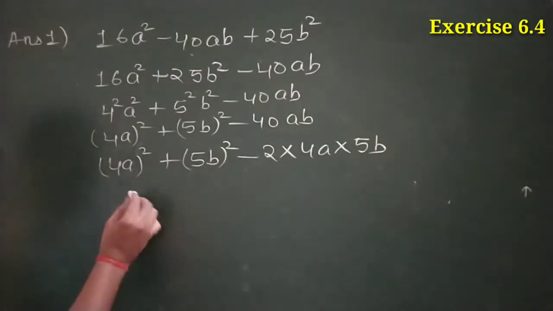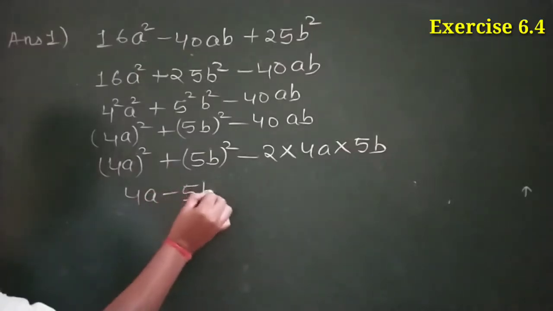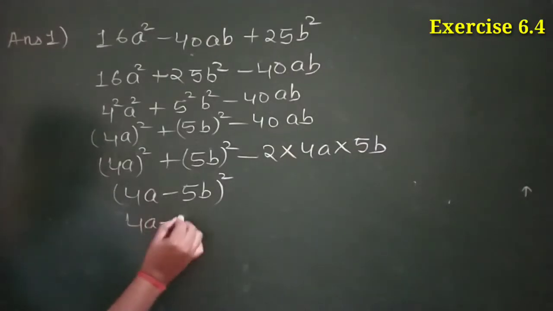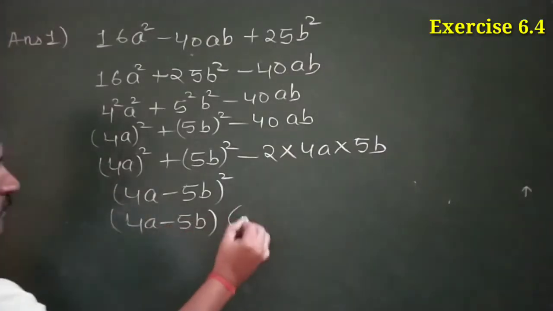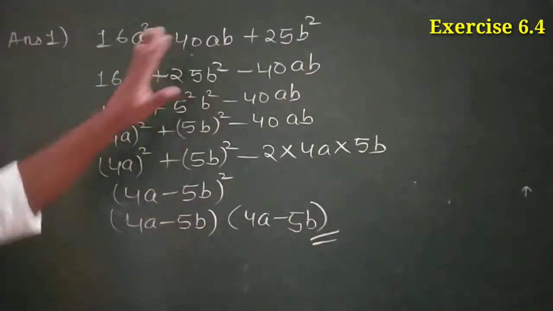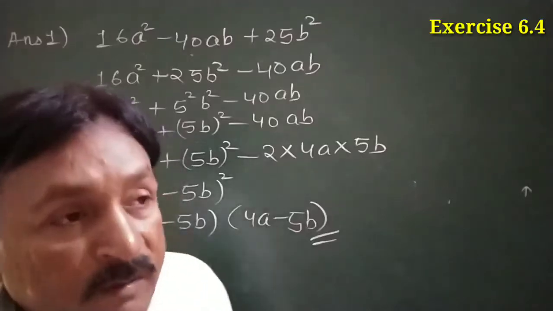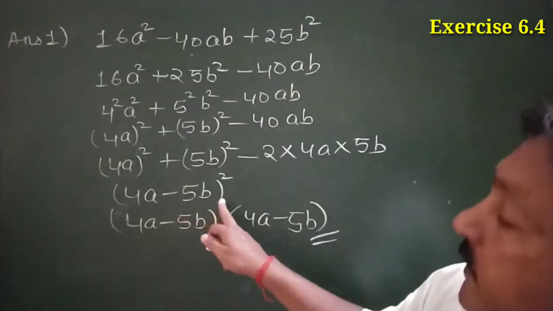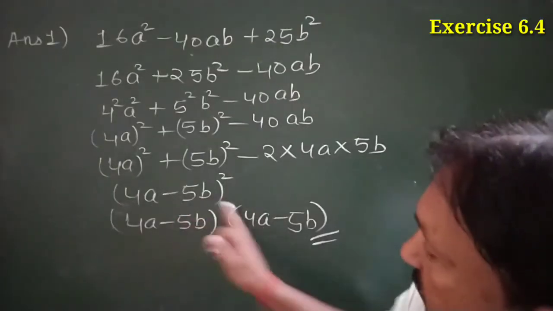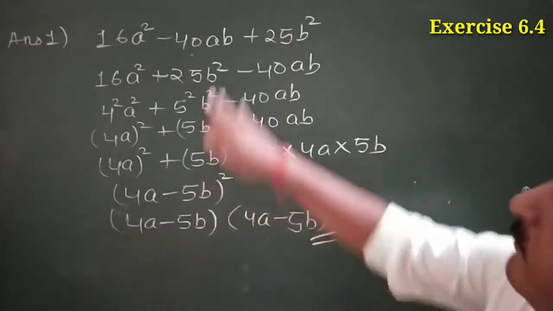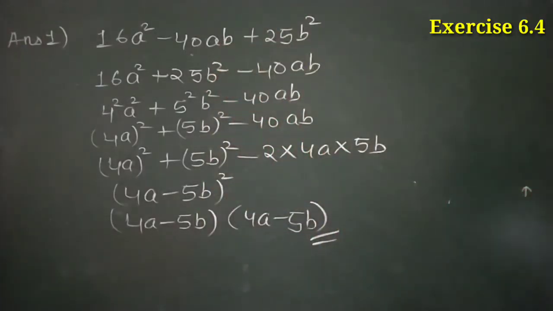It is a minus b whole square, meaning x minus y whole square. So it is 4a minus 5b whole square. We can write it, it is a square, so we can write the same thing two times. 4a minus 5b, these are the factors of this expression. Is it clear? So in exercise 6.4, first of all we have to convert the expression into some identity, and then we can write it in this form, and these forms are known as the factors of these expressions. Okay, note it.